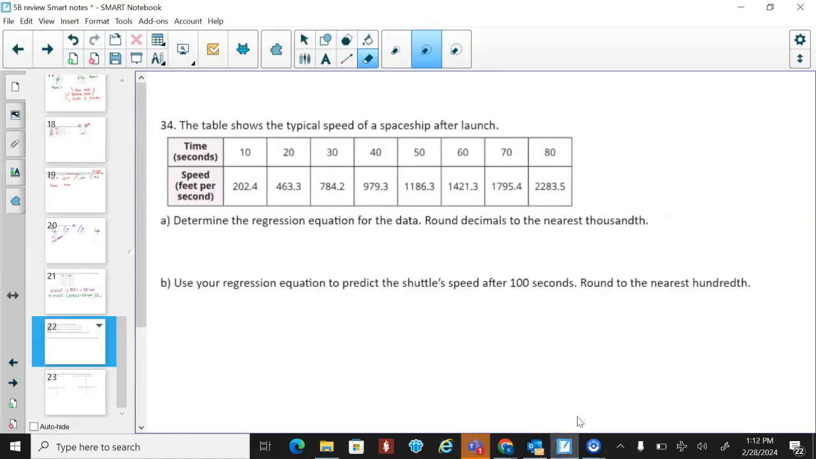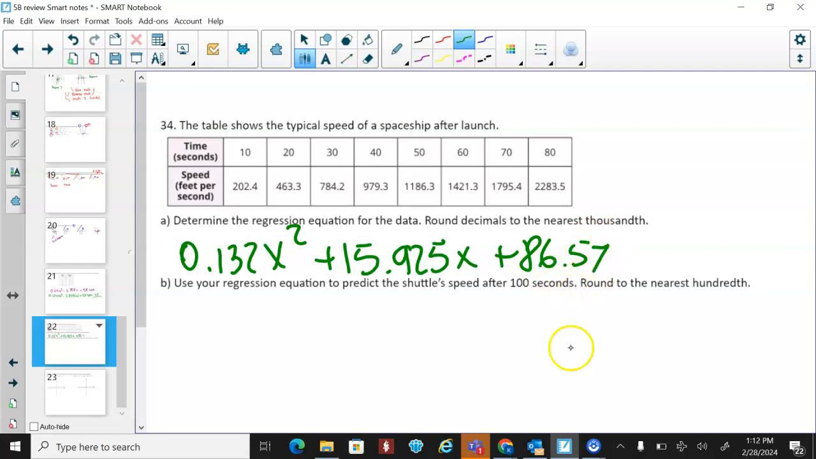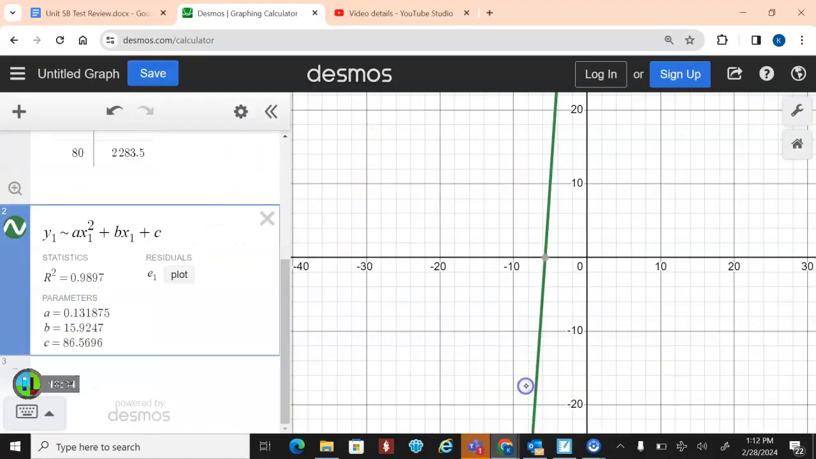So now going back to my function right here, if I want to write out the regression equation for the data, I'm going to plug in for A, which again is 0.132 x squared. For B, we had 15.925 x, and for C was 86.57. So again, I got these numbers from using these right here as your A, B, and C.